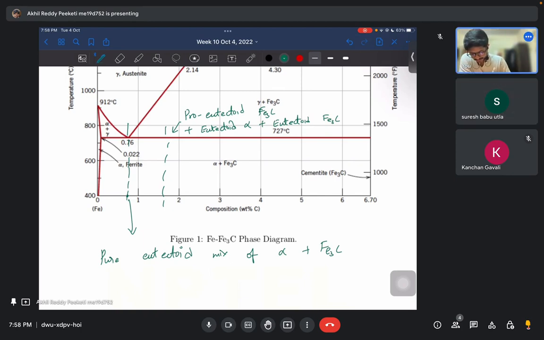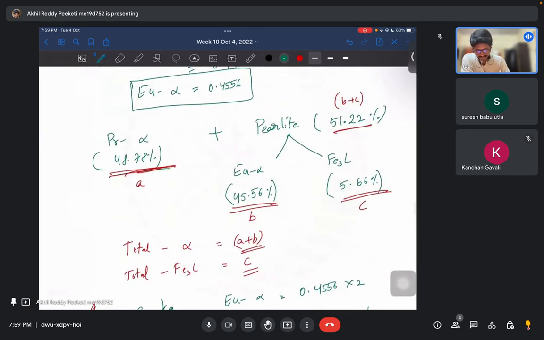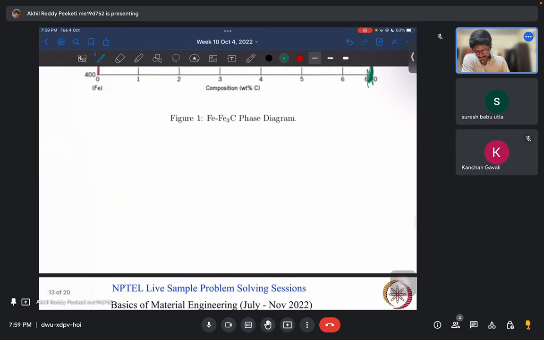To the left, what are the three things we have? We have pro-eutectoid alpha, eutectoid alpha and eutectoid cementite. So I'm basically writing all the three final phases: pro-eutectoid alpha, eutectoid alpha and eutectoid cementite.